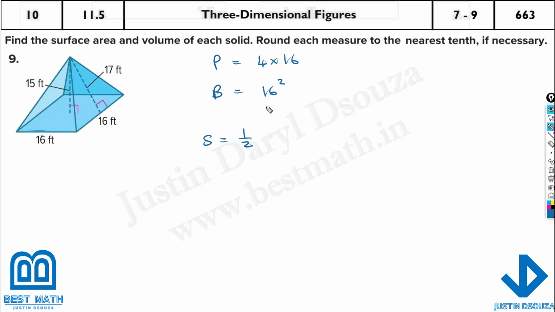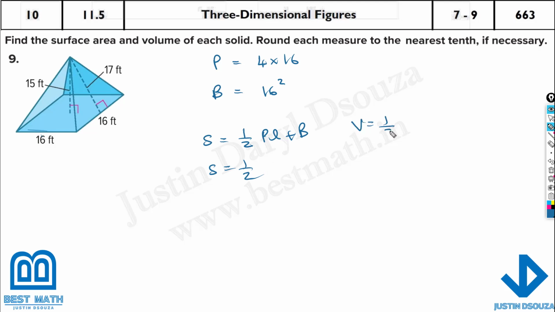Whatever is the prism, reduce it by half, sorry, not 2. That is, divide by 2. P L plus B, this is the surface area formula. We'll have to substitute here. Whatever we get over here, we'll substitute it over there.